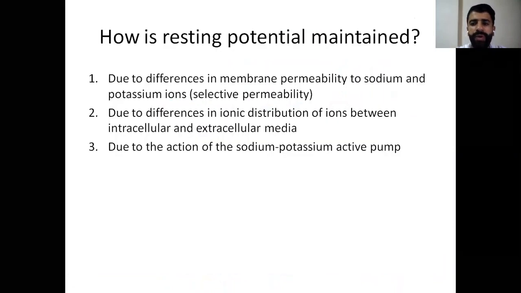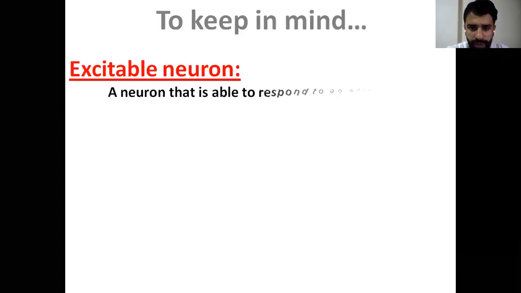Okay? How is the resting potential obtained or maintained? Due to differences in the membrane permeability to sodium and potassium ions. We have permeability for K+ more than Na+ due to the difference in the concentration of the ions between the internal and the external, and we have the action of the sodium potassium pump, Na+ K+ pump, allowing the exit of Na+ and the entry of K+. To keep in mind, you have to note some notes.